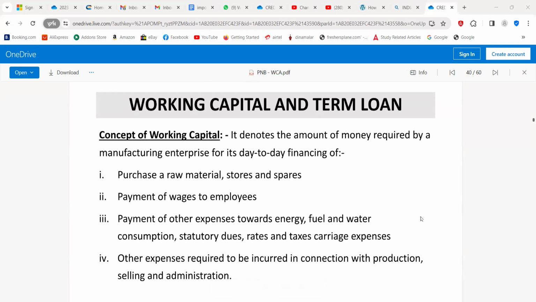One, purchase of raw material, stores, and spares. Payment of wages to employees. Payment of other expenses toward energy, fuel, and water consumption, statutory dues, rates, and taxes, carriage expenses. Fourth is other expenses required to be incurred in connection with production, selling, and administration.